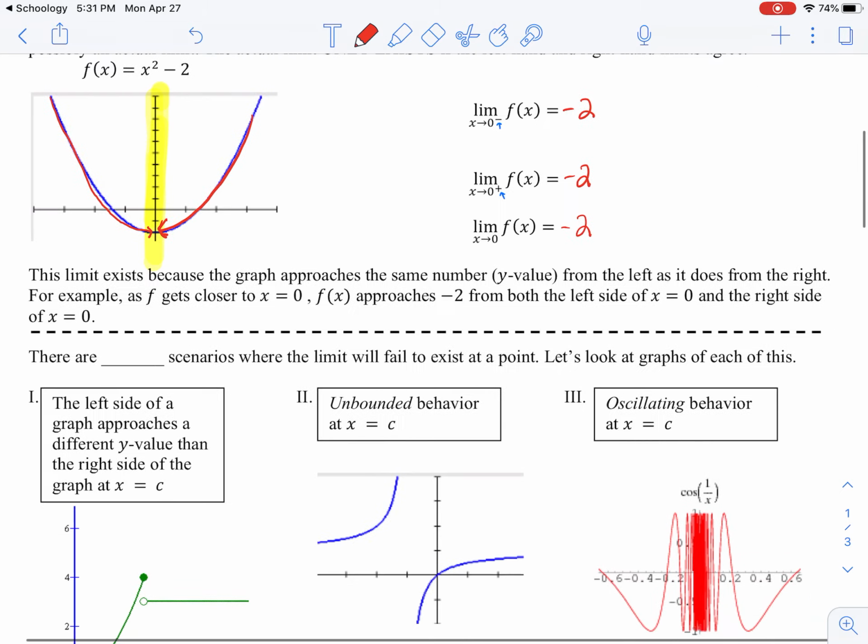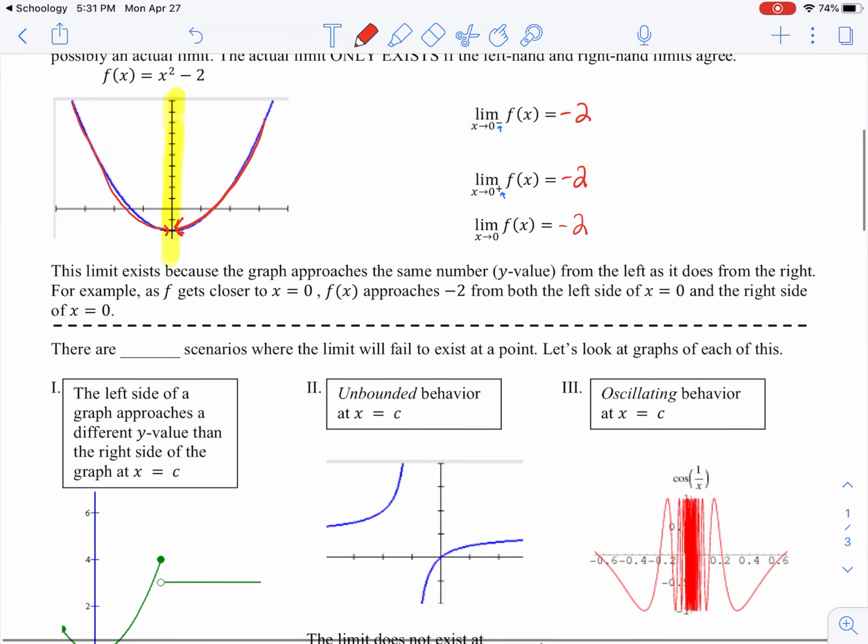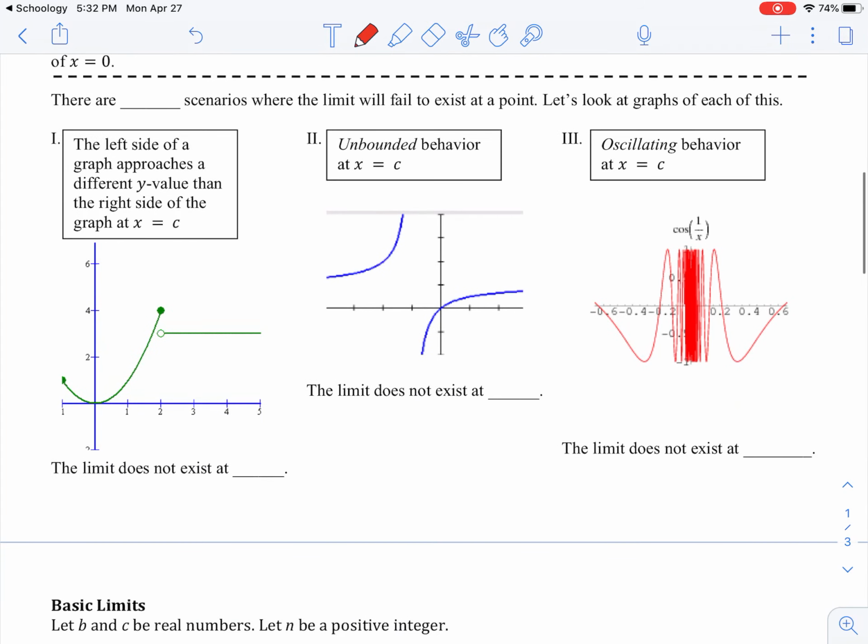Make sense? Or recall, I should say. So this limit exists because the graph approaches the same number, the y value, from the left as it does from the right. For example, as x gets closer to 0, f of x approaches negative 2 from both the left side of x equals 0 and the right side of x equals 0. So that's just repeating what I just said. Okay, so let's get on to somewhat of a new thing.